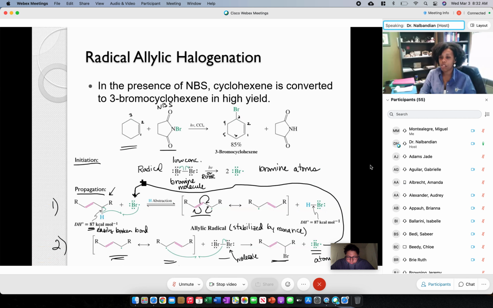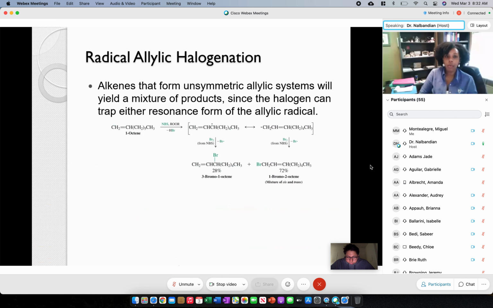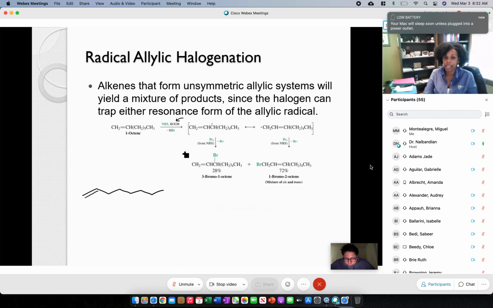But it's not always going to be true that we only get one single product. We have to actually look at the allylic radical. So you need to draw your intermediates in this reaction. So here we have 1-octene. So I'm going to draw this out, but I'm just doing the exact same thing that we see here at the top. And so with NBS, and look, we have our radical initiator, peroxide. So with that or light, either one would be fine. But in the presence of NBS, we make our bromine.